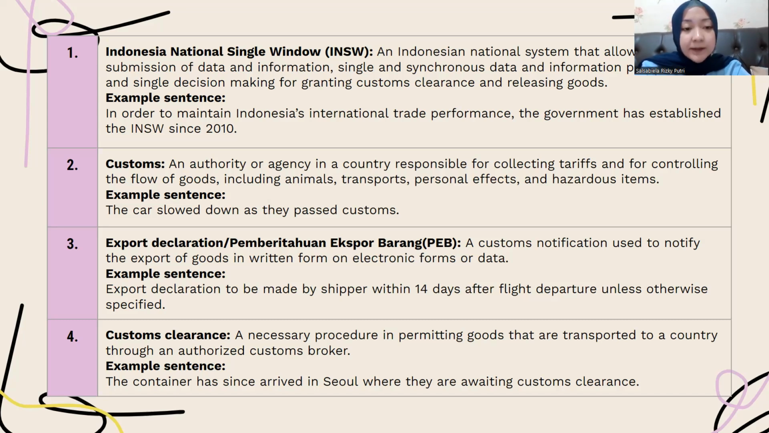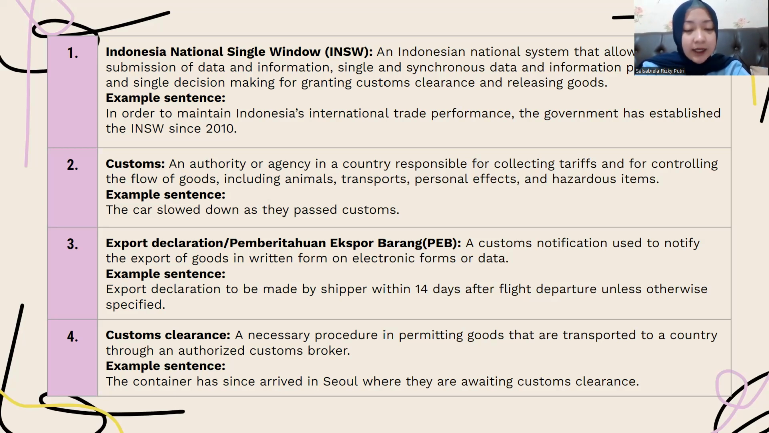Third, export declaration, or Pemberitahuan Ekspor Barang, or PEB, is a customs notification used to notify the export of goods in written form or electronic forms or data. And the example sentence is, "Export declaration to be made by shipper within 40 days after flight departure unless otherwise specified."